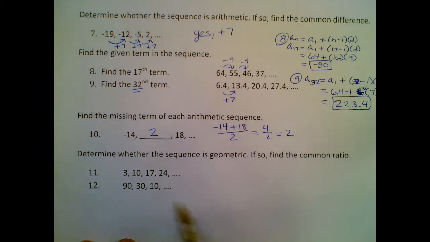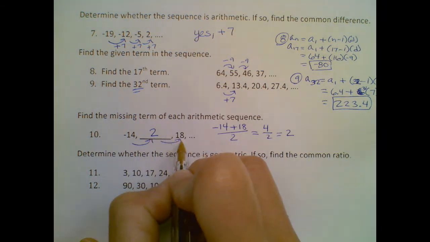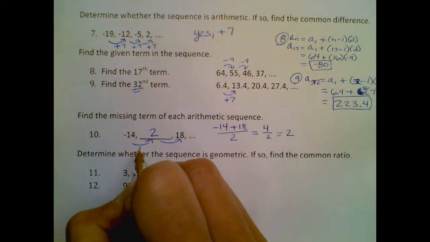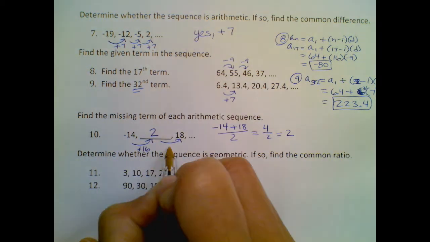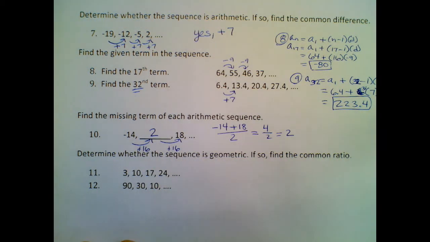Now a way to check your work is to see if your common difference is the same. So negative 14 to 2 is adding 16. From 2 to 18, they're adding 16. So we know we have the missing middle number.